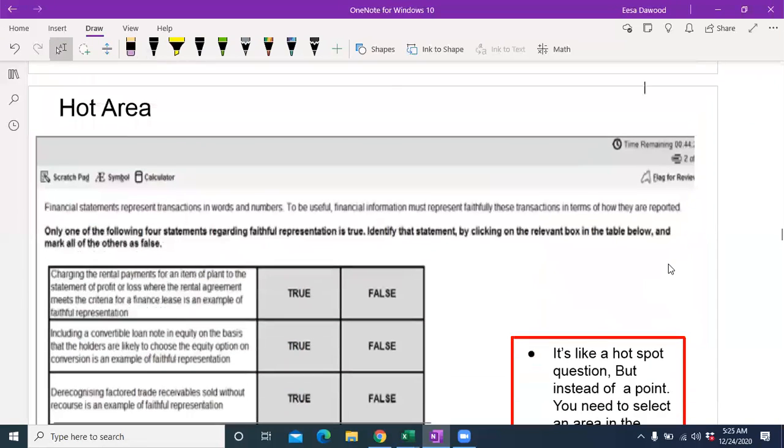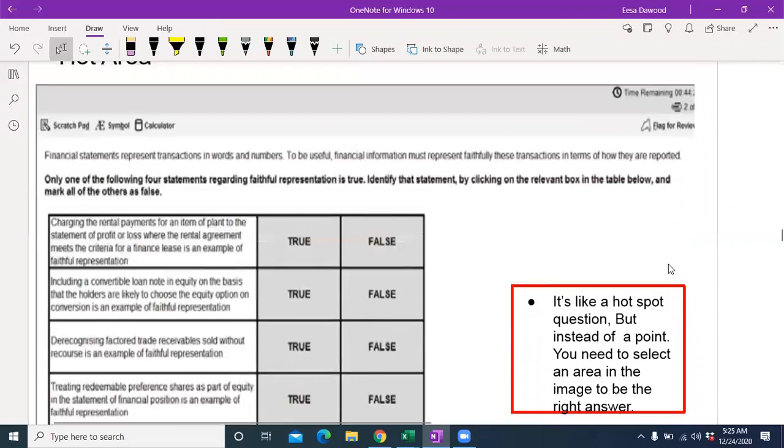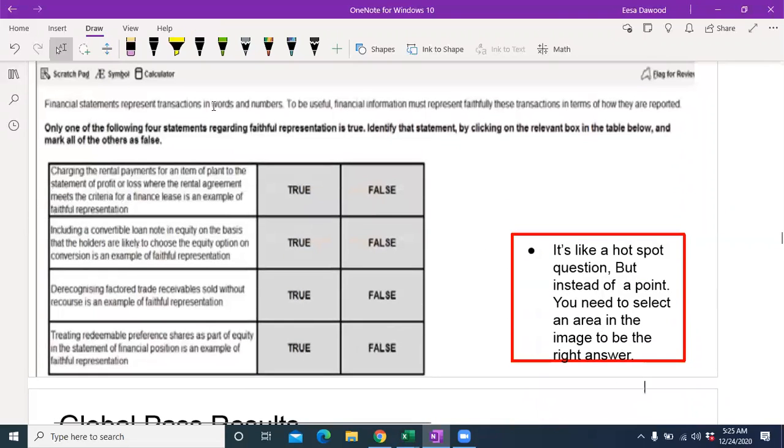Now, hot area, what is a hot area? It's like a hotspot question, but instead of a point, you select an area which is correct, right? For example, only one of the following statements regarding faithful representation is true. Identify that statement by clicking on the relevant box in the table below. So whichever statement is right, for example, if only one is true, mark all others as false. If this is true, you put your cursor over here. You select that area which is right. So it's an area, it's not a point. It's an area that you need to select, and it will be a right answer.